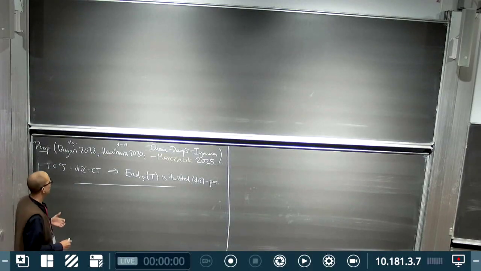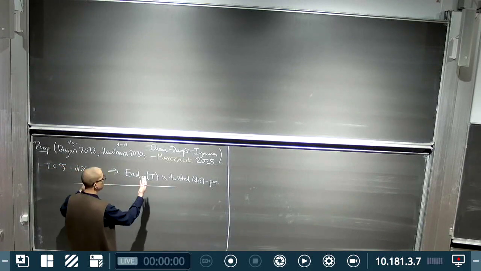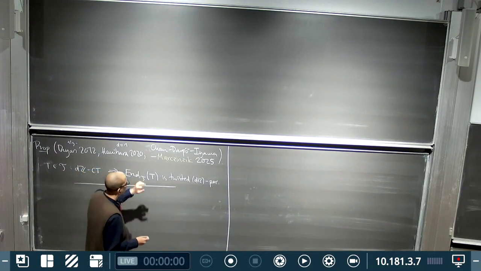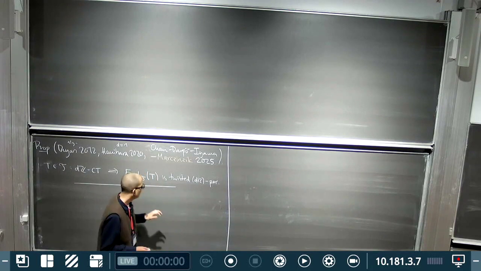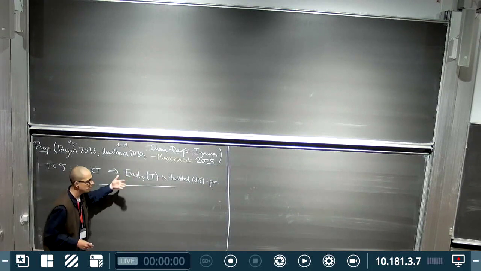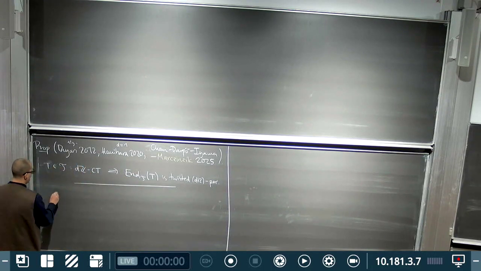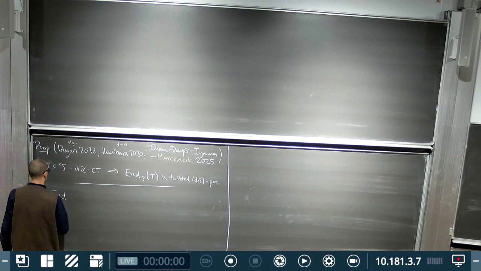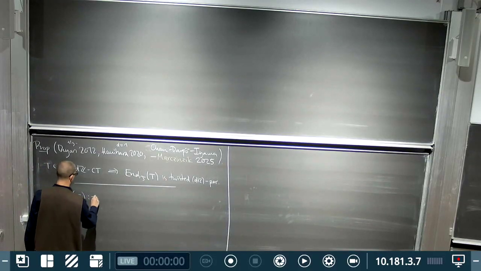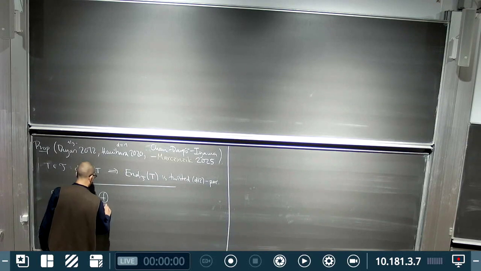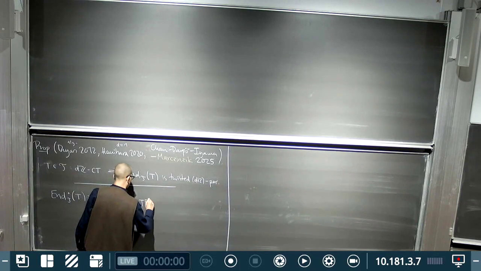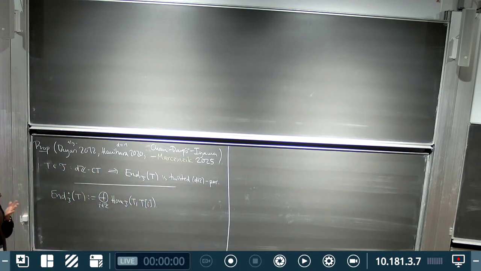What I would like to understand now is in which sense this implication is reversible. But before that, I want to point out that we actually know quite a lot more about how the endomorphism algebra of T relates to its graded endomorphism algebra. Recall that the graded endomorphism algebra of an object in a triangulated category is just the sum over all Homs from T to its shifts in positive and negative directions.